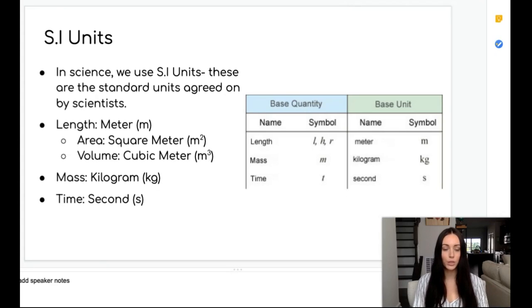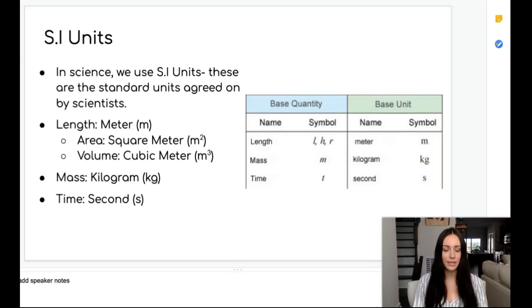Now let's look at the units for these three fundamental quantities. In science, we use what is called SI units. These are the set of units that are standard and agreed upon by scientists. So in science applications, we use the SI system of units. Now let's look at what the SI units for these three fundamental quantities are. For length, our SI unit is the meter. The meter is represented with a lowercase m.